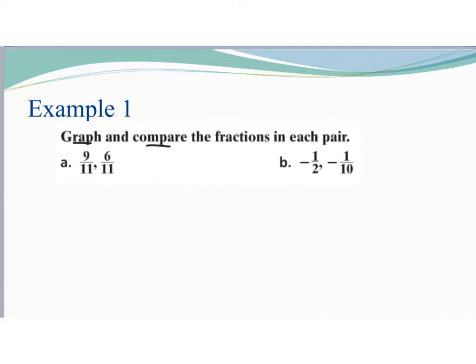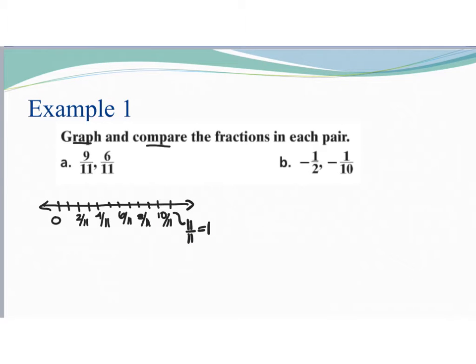So to graph these, what I'm going to do is create a number line. If I create a number line that looks something like this, notice we start out at 0, and each tick mark is going to represent 1/11th. So I have 1/11th, 2/11ths, 3/11ths, 4/11ths, and so on, all the way up until I get to this tick mark here, which is 11/11ths or 1.